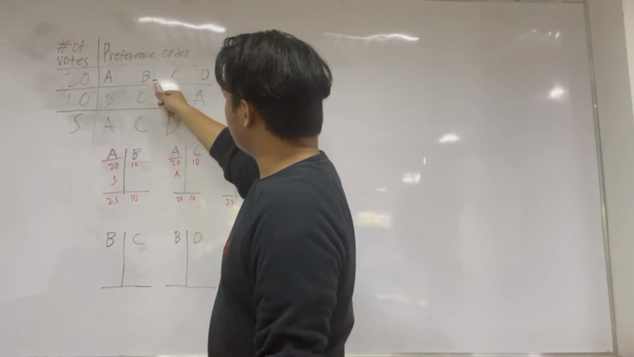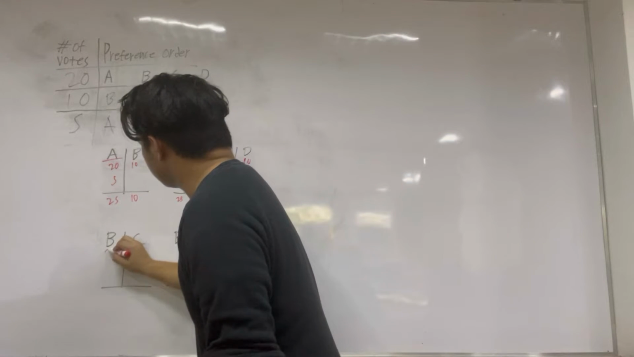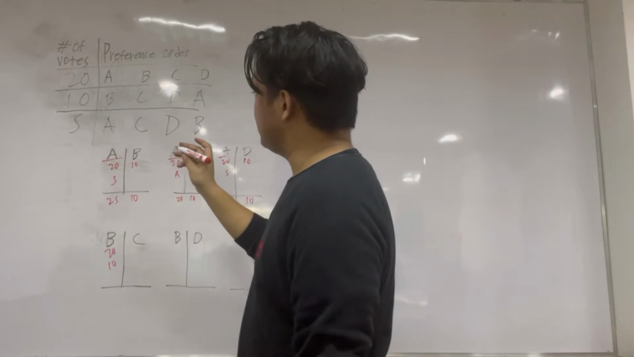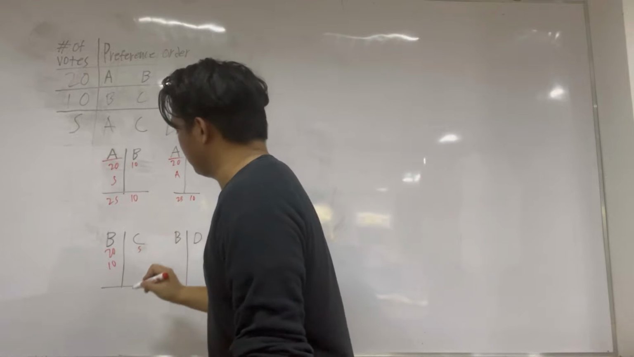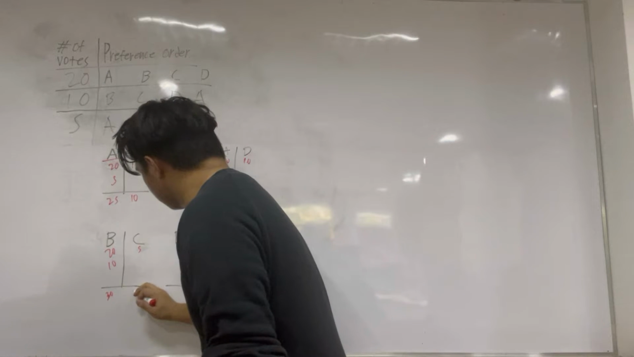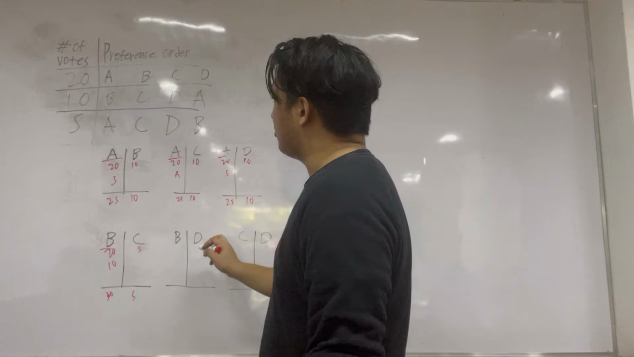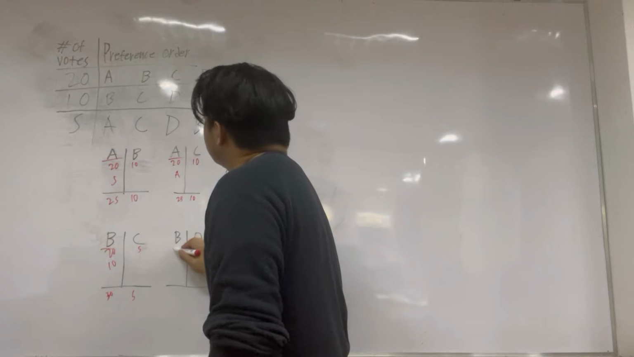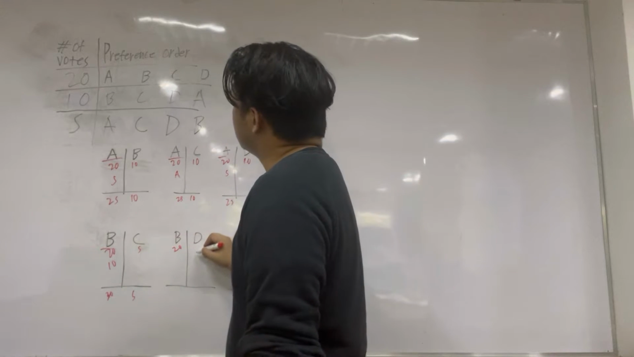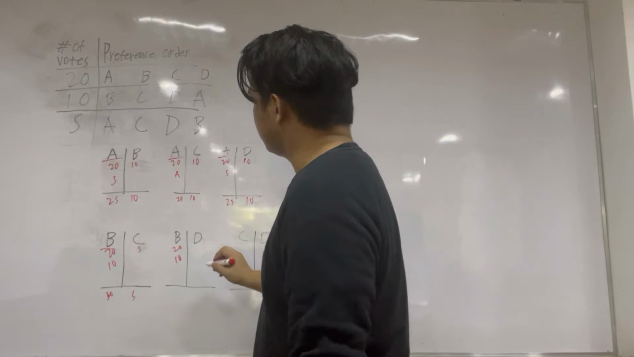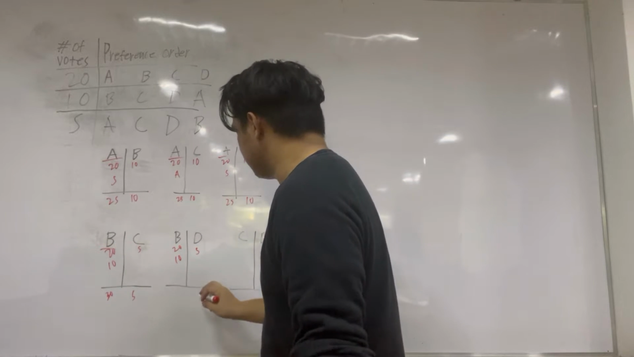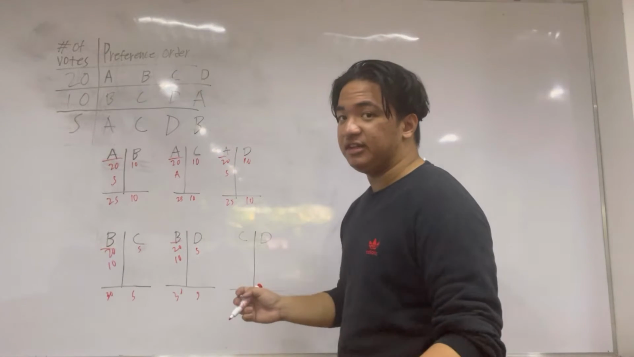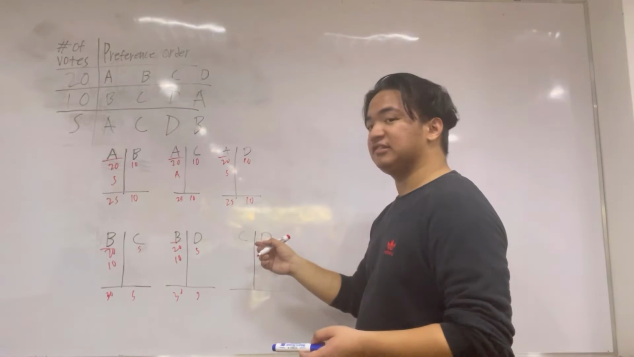Now what about B versus C? So if we go along, 20 prefers B, 10 still prefers B, but 5 prefers C. Regardless, B wins. How about B versus D? Well, we make the case, 20 prefers B, 10 prefers B, and 5 prefers D. 30 to 5, B wins.